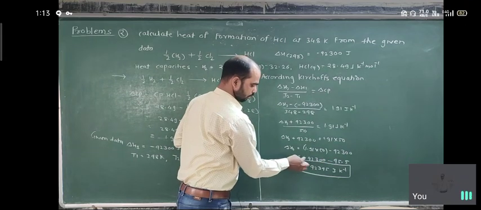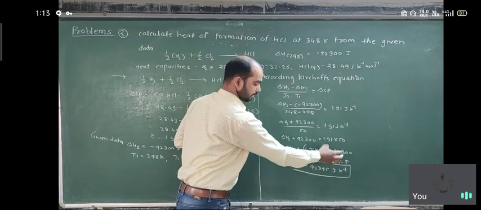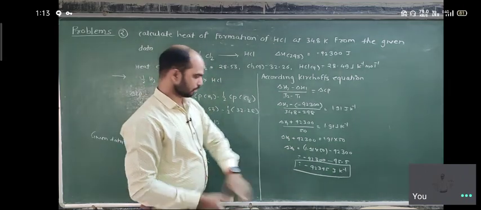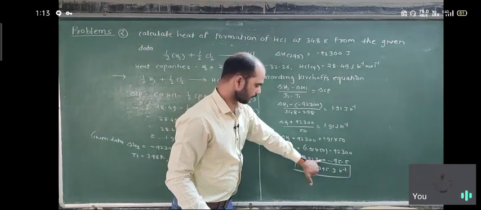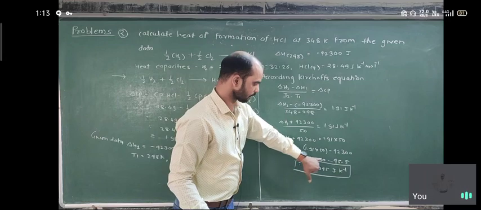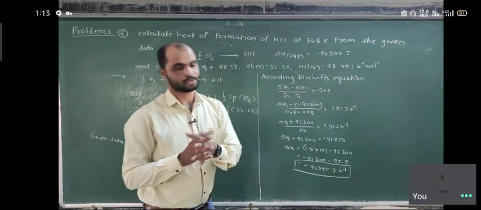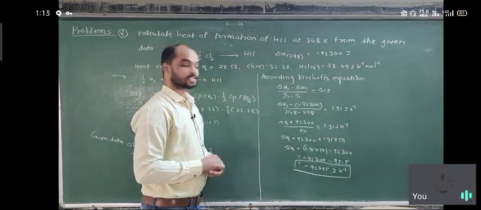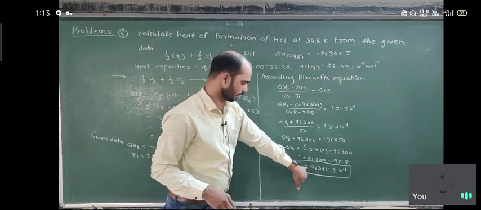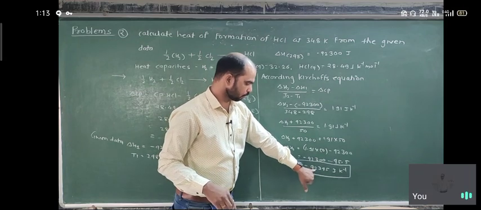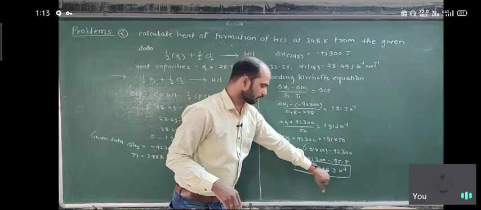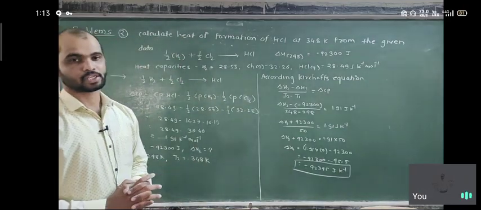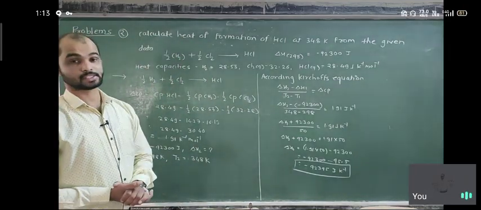So 1.91 into 50 minus 92,300. Minus 92,300 is the larger value, because this multiplication gives only 95.5. So minus 92,300 minus 95.5, minus minus plus, so we add together and give the sign of the higher value, which is the minus sign. So minus 92,395 joule is the answer for the given heat of formation.